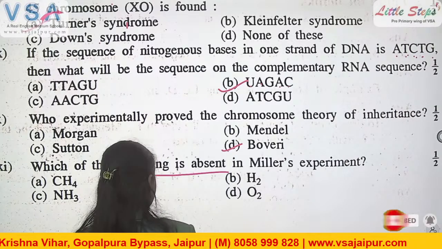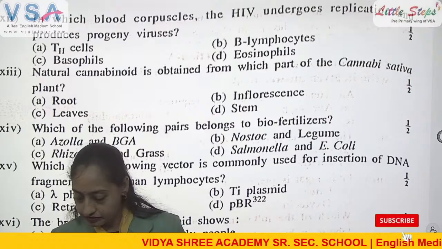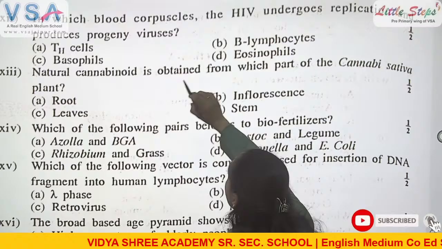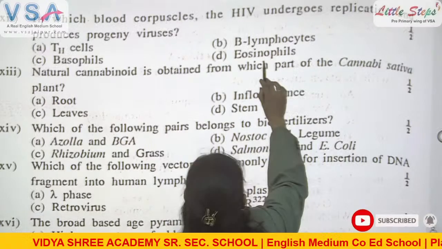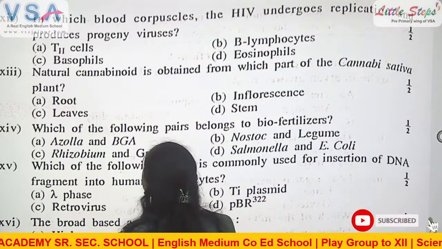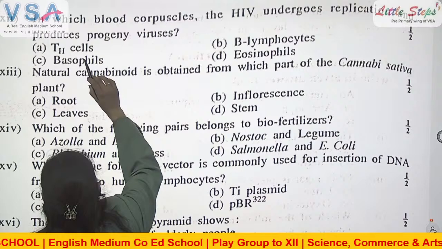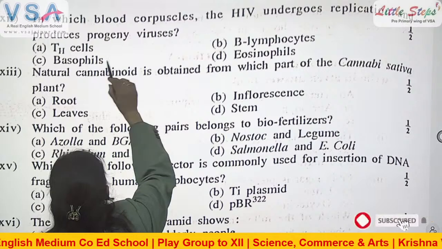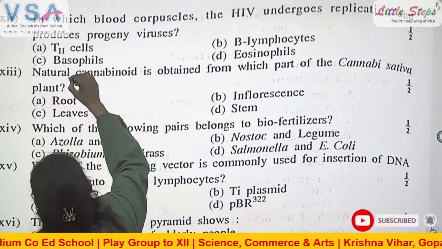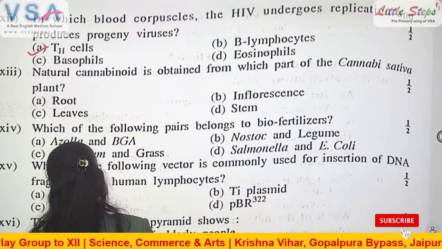Which of the following in Miller's experiment uses CH4? Blood corpuscles, the HIV undergoes replication and produces progeny viruses. So what is the right answer? TH cells, B lymphocytes, basophils or eosinophils. So what is the right answer? Option A. This is the right answer. TH cells.